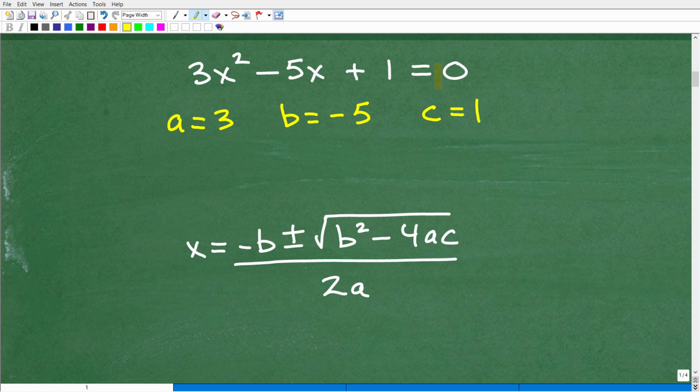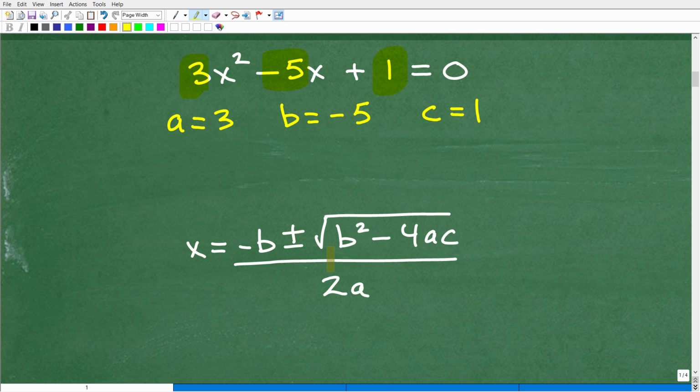Here is our nice, lovely quadratic equation. It's equal to 0. Just in case you didn't know, the leading coefficient here, the number in front of the x squared, is a. So a is equal to 3. The middle number is b. b is equal to -5. And then the number right here is c, that's equal to 1. So the idea is we're going to plug in a, b, c into this formula and simplify, and we'll get the solution.